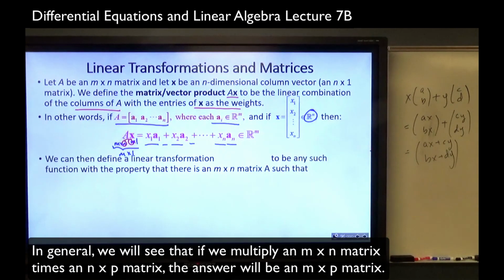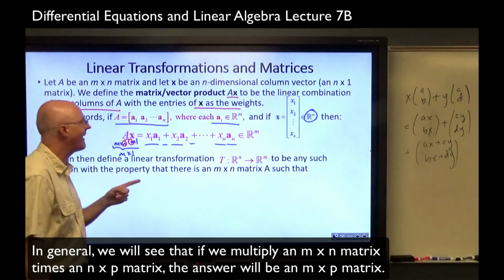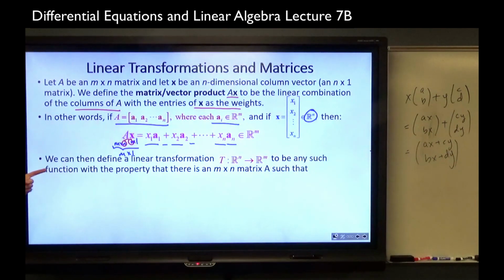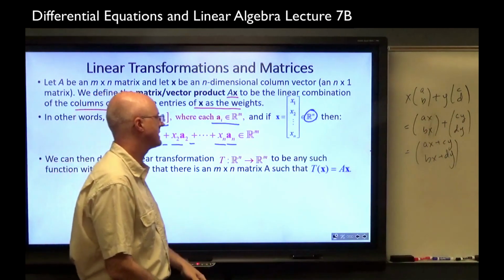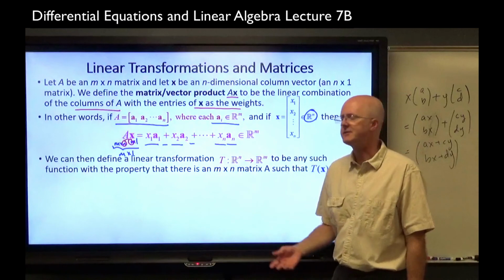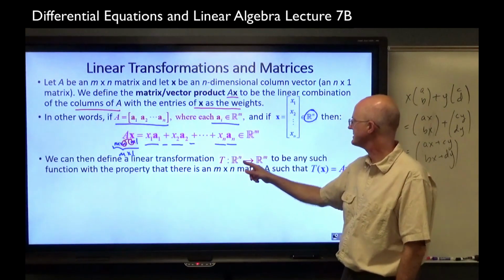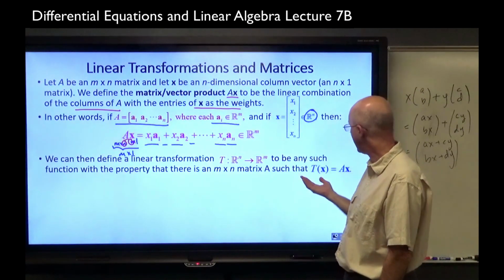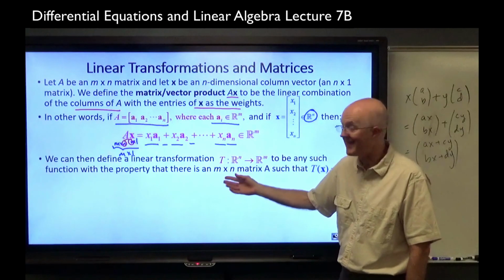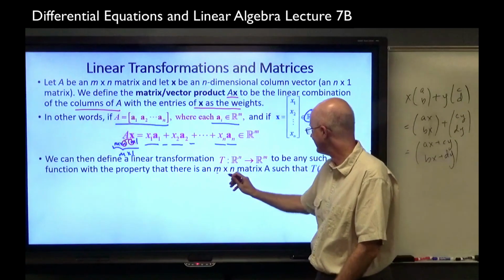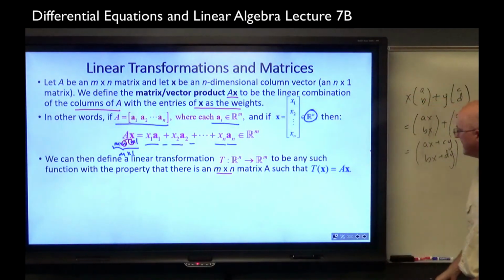We can then define a linear transformation from Rn to Rm to be any such function with the property that there is a matrix like this that defines the transformation in this way. Say that again. What is a linear transformation from n-dimensional space to m-dimensional space? It's any function for which there is a matrix, capital A, that will be m by n. The numbers switch around their order, m by n, so that the formula for capital T can be written in the way you see here.